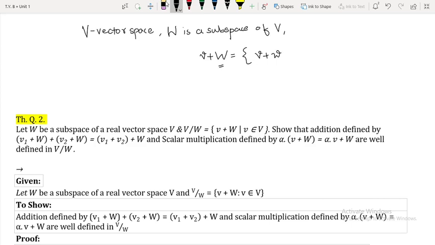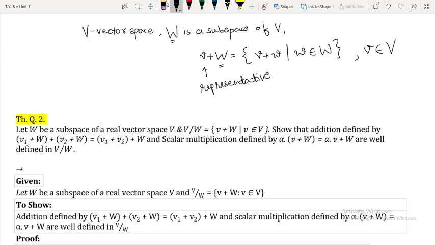Remember, W is a subspace. This notation and this notation are the same, such that w belongs to W. Yes, so this is nothing but the coset of W in V, where the small v is from V, and this v is called the representative of the coset. As soon as the representative changes, our coset may also change.